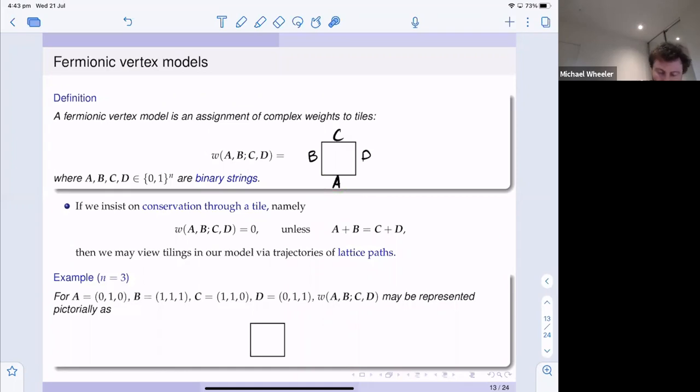And that means you can actually map the tiles to trajectories of lattice paths. So there's a little example that I wanted to do here. So maybe I'll try and do it. So here A is equal to 0, 1, 0. B is equal to 1, 1, 1. C is equal to 1, 1, 0. And D is equal to 0, 1.